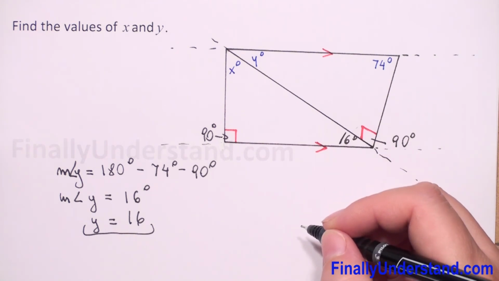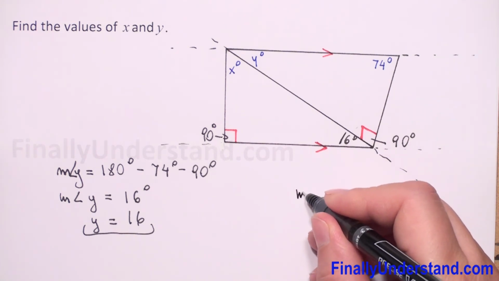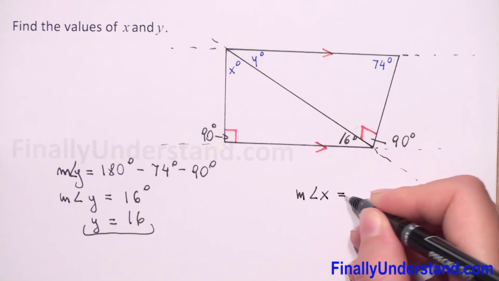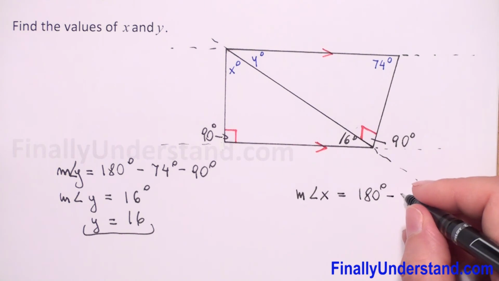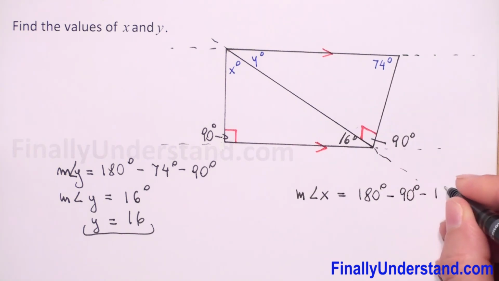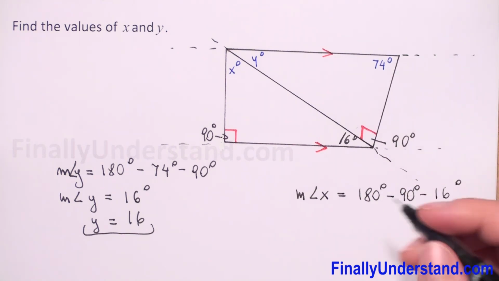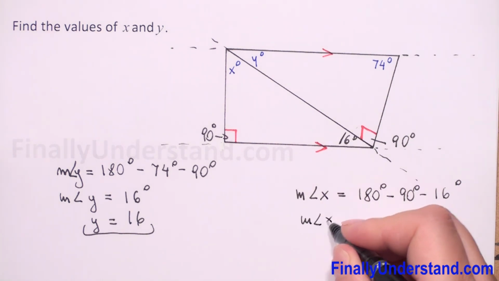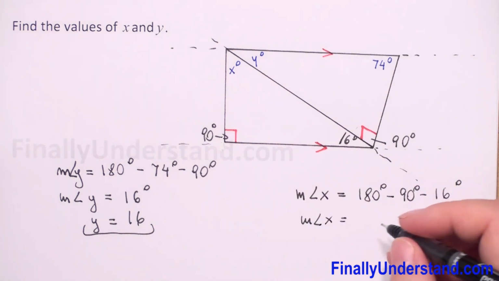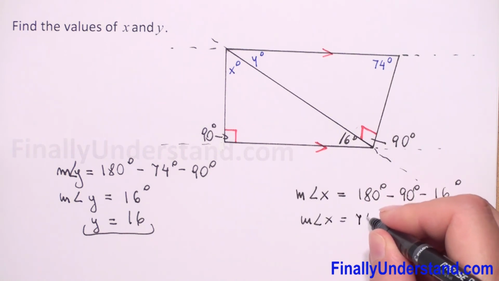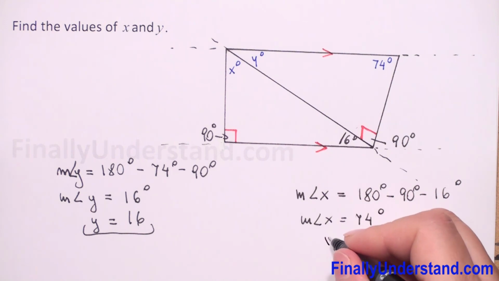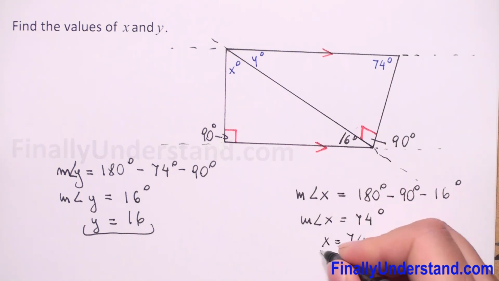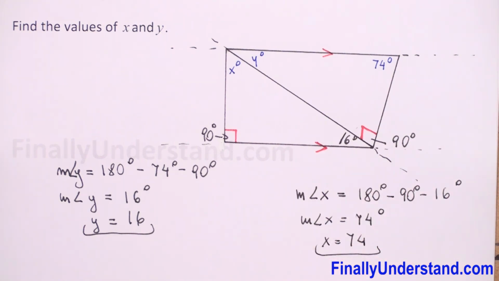So we can write that the measure of angle x is equal to 180 degrees minus 90 degrees minus 16 degrees. So the measure of angle x is equal to 74 degrees. So x is equal to 74. We found x and we found y. So this is my solution.